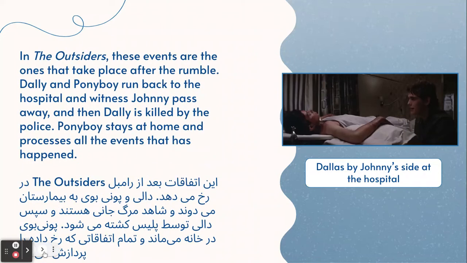In The Outsiders, these events are the ones that take place after the rumble. Dally and Ponyboy run back to the hospital and witness Johnny pass away, and then Dally is killed by the police. Ponyboy stays at home and processes all the events that have happened.